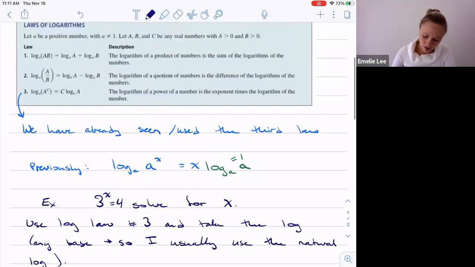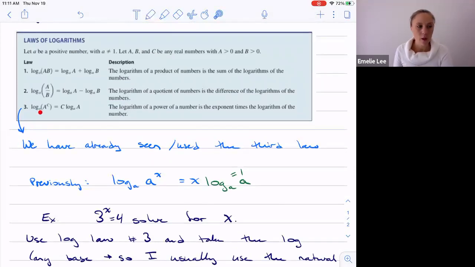Okay. So I skipped straight to the third log law. But the two other convenient log laws, is law number 1, which says that if we're multiplying inside, then to split the insides up, we can add the logs of the same base, right? Log base A, log base A, log base A. Okay, that's going to be important.